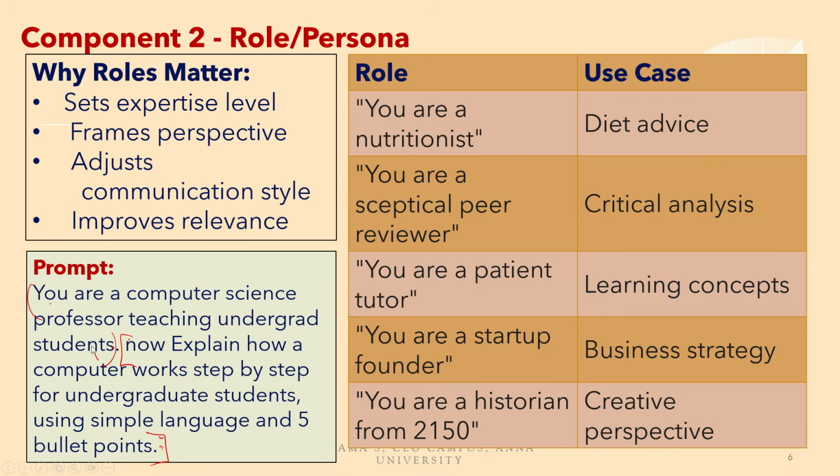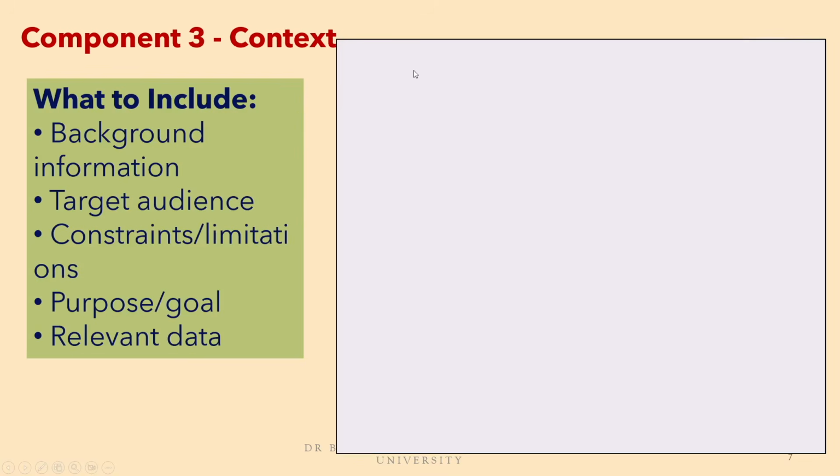So for the same example of teaching computer science students how a computer works, this is the information that we give with respect to the context. For the same prompt that we gave before, this is the prompt that we have: You are a computer science professor teaching undergrad students. Now explain how a computer works step by step for undergraduate students using simple language and 5 bullet points. For the same prompt, if we are giving context, it would be in this fashion.